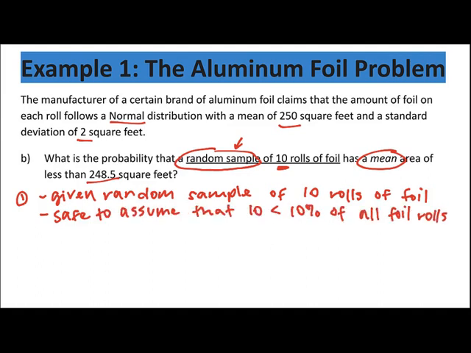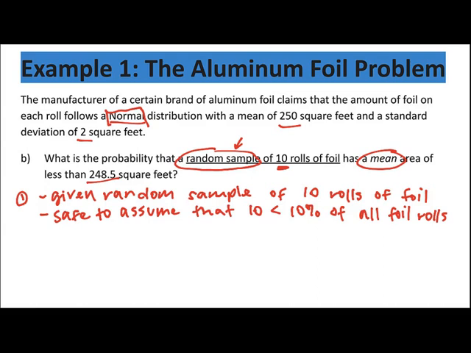My last condition has to do with normality. How do I know that my sampling distribution is going to look roughly normal? That can come from 2 different options. The first option is, was I told that the population distribution for single rolls of foil is roughly normal? In this case, I was. So that would actually be enough, and I can just say, given that the population distribution was roughly normal, I'm good to go. I know that any sampling distribution that comes from that population has to also be roughly normal, no matter what the sample size is.